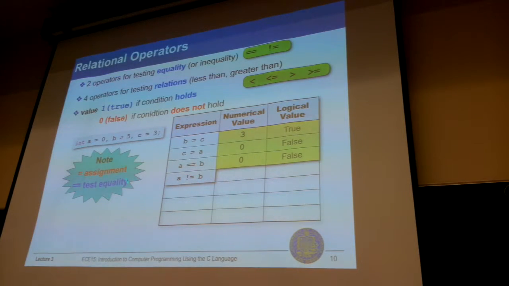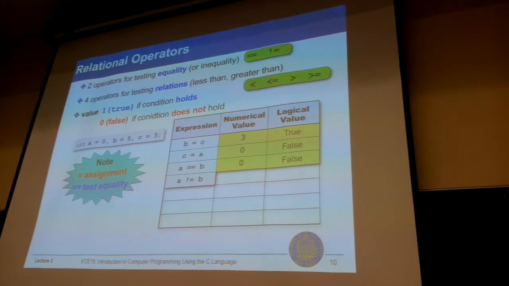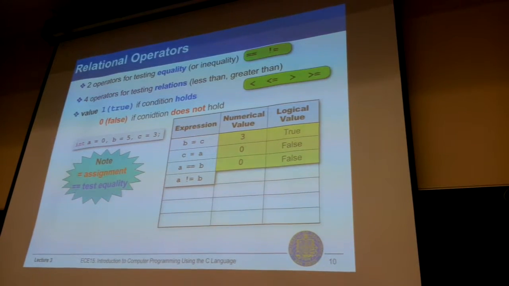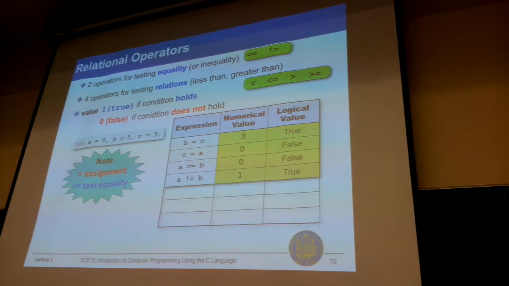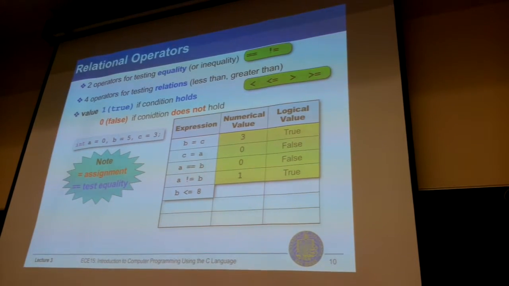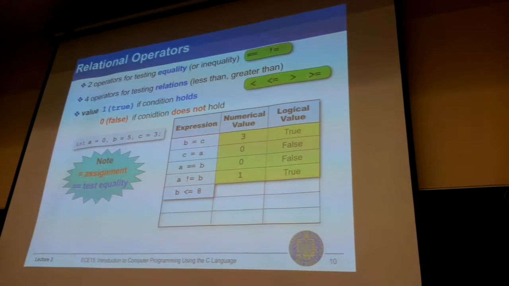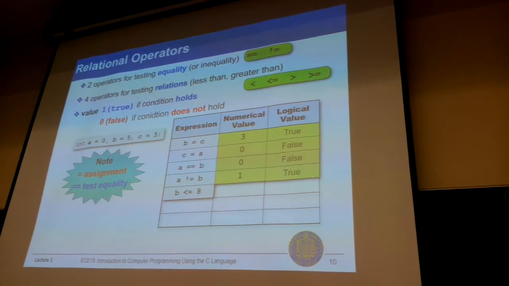So similarly, we have the expression with not equals. And so this should just be the reverse, right? So A is not equal to B, so this expression is going to be true with a numeric value of 1 and a logical value of true. B less than or equal to 8. And this one is true. This 5 is less than 8.